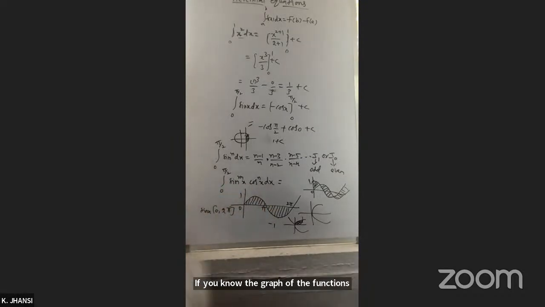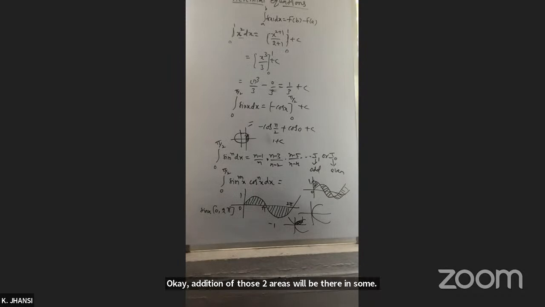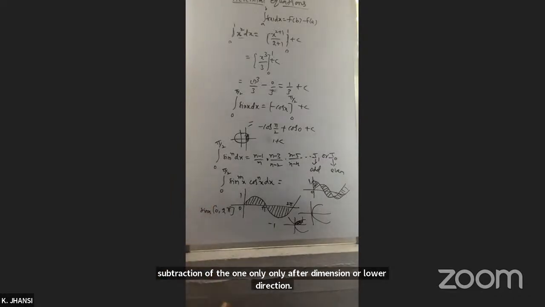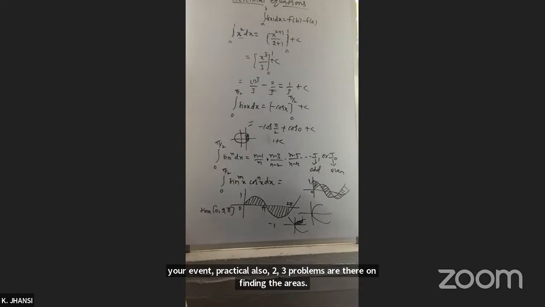Okay, addition of those two areas will be there in some cases. If you have upper and lower, we'll do the subtraction of that. If it is only in the upper direction or lower direction, then you can sum that. And even in your practical book also, two, three problems are there on finding the areas. Okay. So this is about block one.